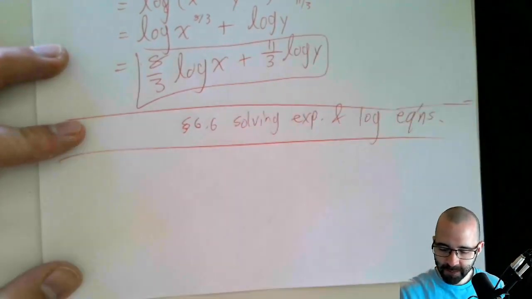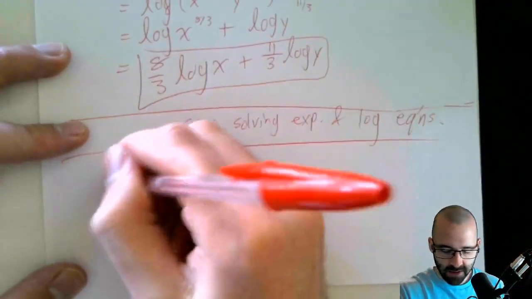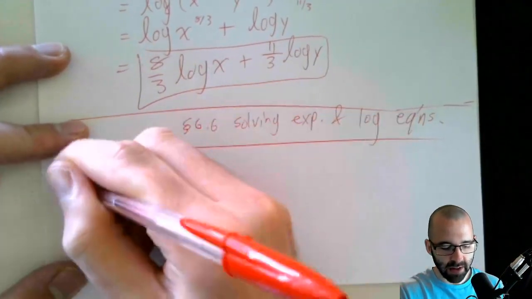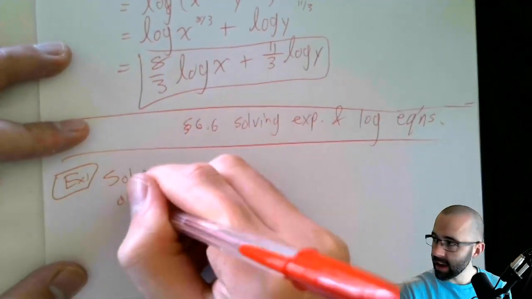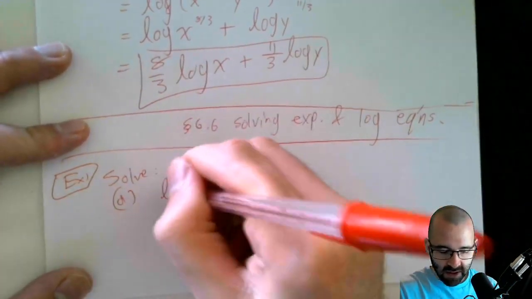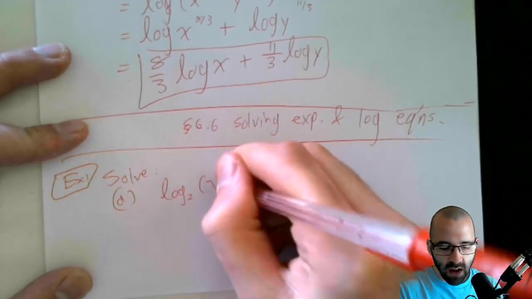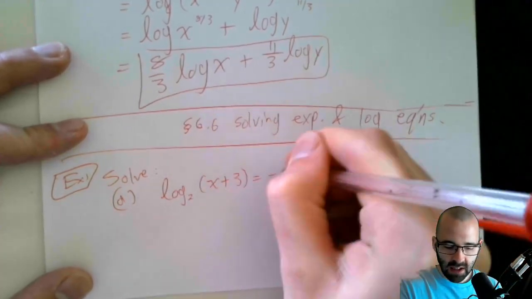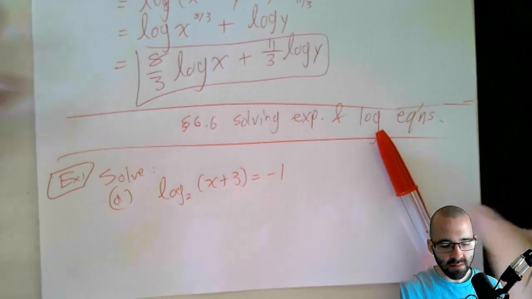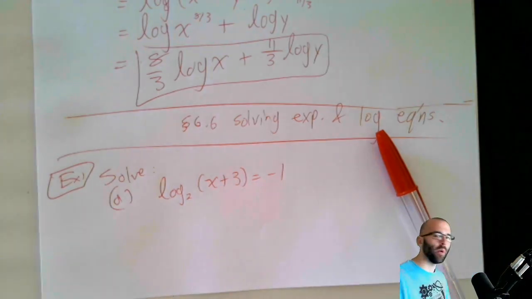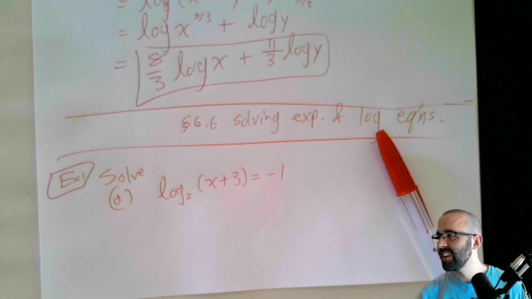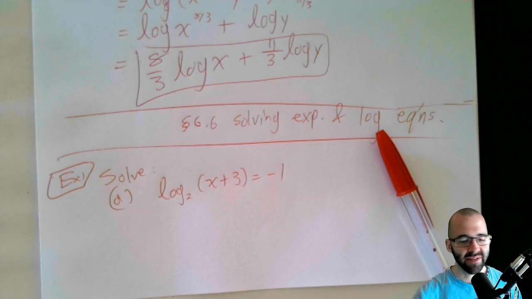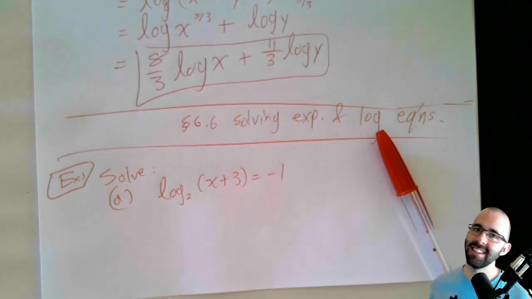Okay, so here we go. Solve. This is example 1. Solve the following. Part A. Log base 2 of x plus 3 equals negative 1. And you might look at this and say, whoa, this looks terrible. I guarantee you guys, if I tell you the first step, you could solve it like that.